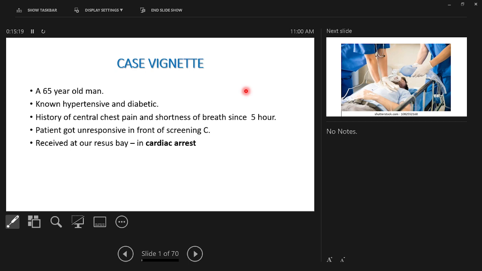For the components of high quality CPR, we have to give chest compressions hard and fast. The rate should be 100 to 120 per minute with a depth of 5 to 6 centimeters. It should be a minimum of 5 centimeters and with complete chest recoil, because during the chest recoil, mostly the heart will fill. So this is much more important. Then we should avoid hyperventilation. Why should we avoid hyperventilation?